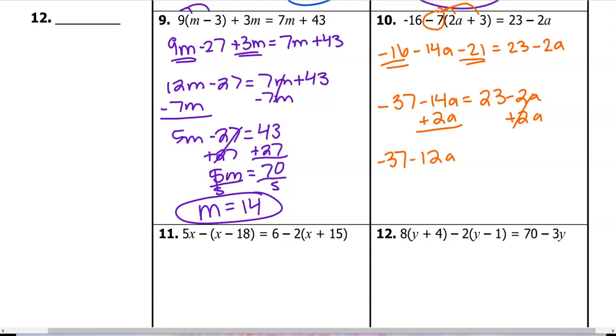-12. Watch out. I think those negatives are going to get you guys. -14 + 2 means you're getting closer to 0. Okay? We are equal to 23. Now, there's something else that might get you.